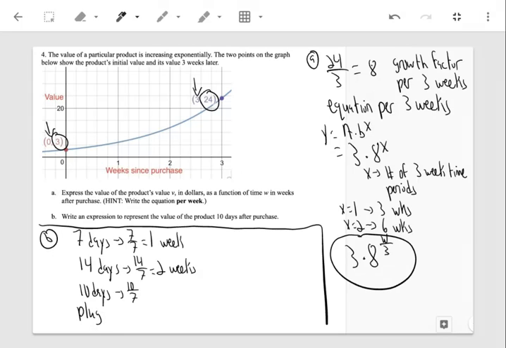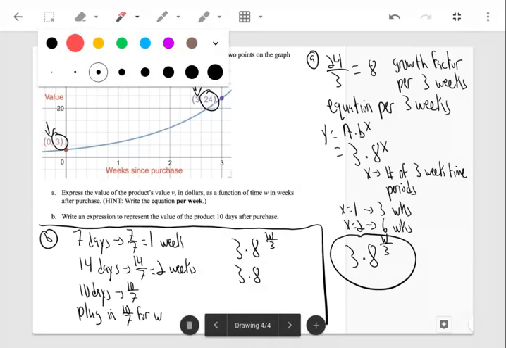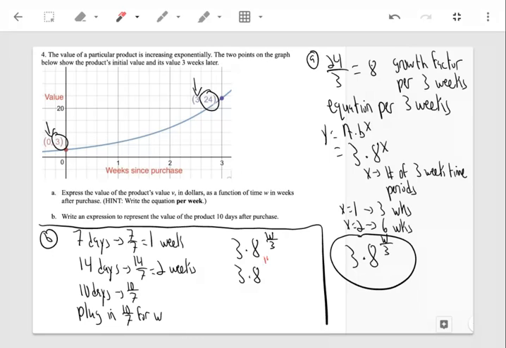So plug in 10 sevenths for W. So if I do that, 3 times 8 to the power of W over 3. Watch what happens here. Okay, so W is 10 sevenths.